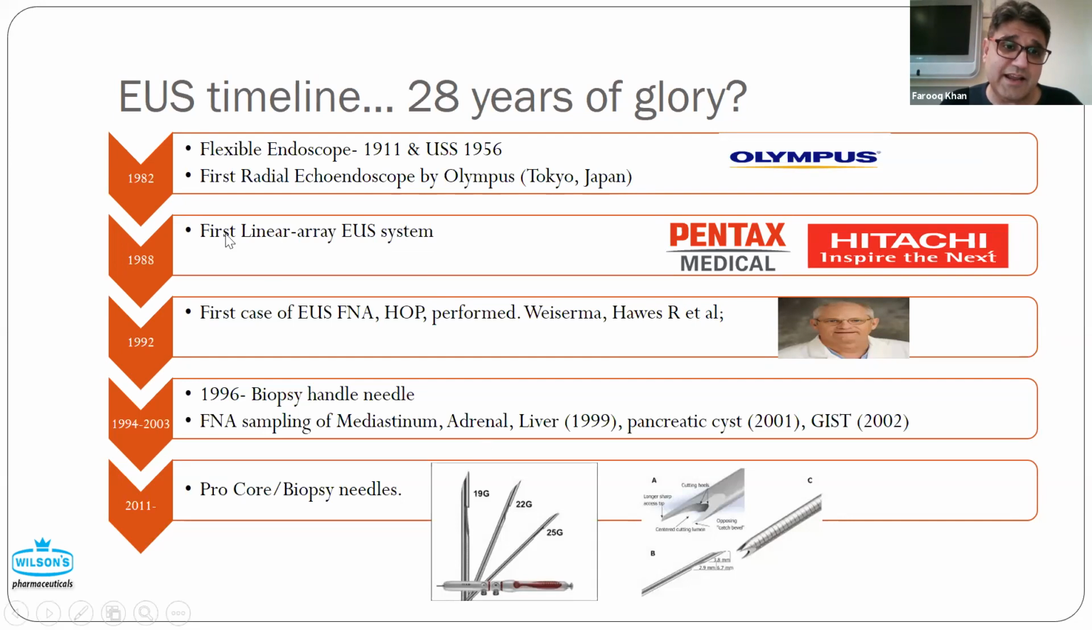So basically 1982, the first echo endoscope; 1988, the first linear; 1992, the first biopsy was performed. And now, as you've seen, in my unit we do just under 1,000 EUSs a year, and over 750 are biopsies. So the sky is the limit, really.